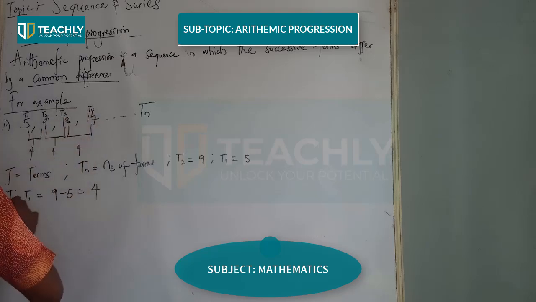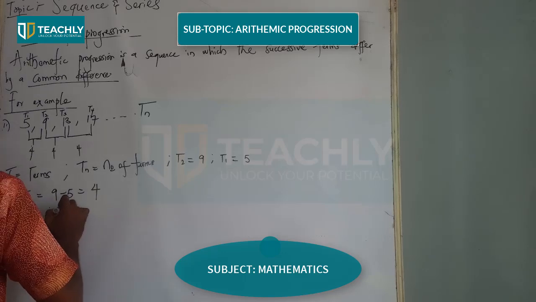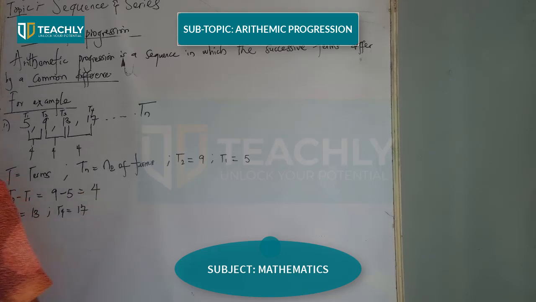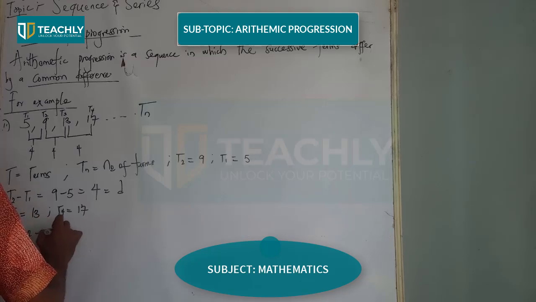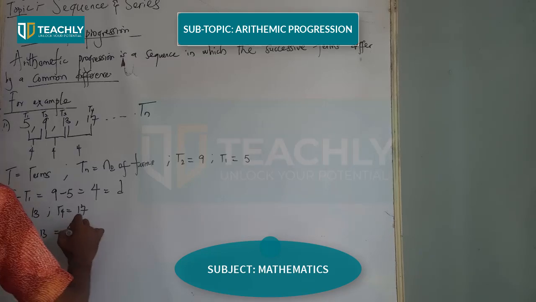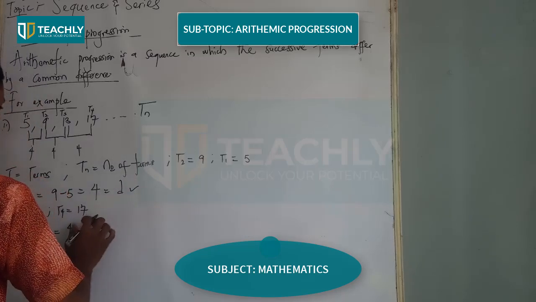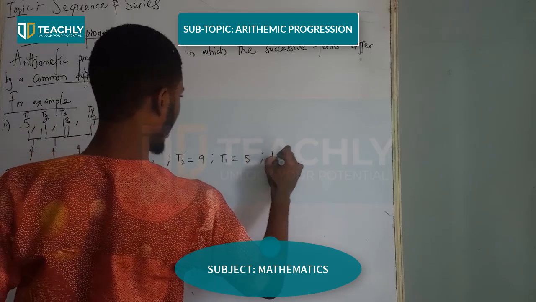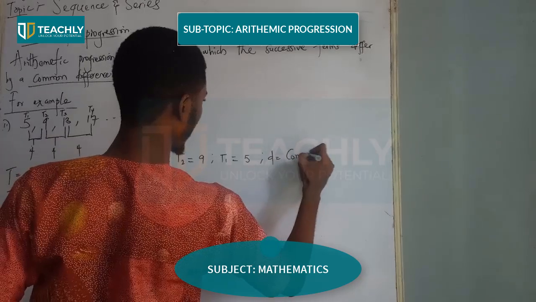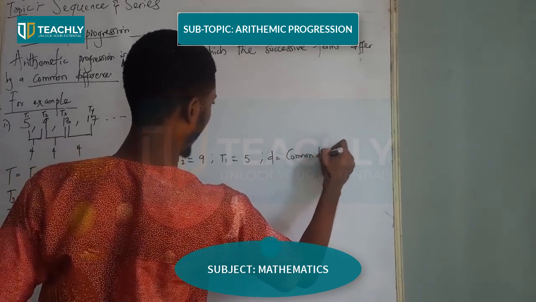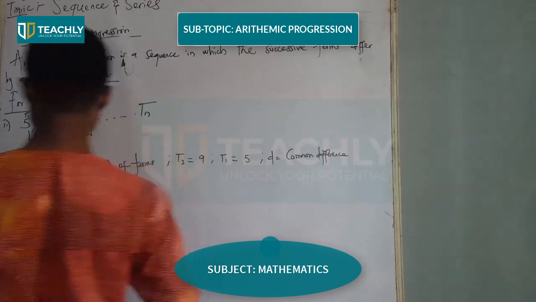Let's try that of T4 also. So we have T3 to be 13. We have T4 to be 17. Now, our common difference here, noted as D, is 17 minus 13, and then we have the answer to be 4. You can see that it's the same thing here. And don't forget that D is the common difference. It has to be the same.